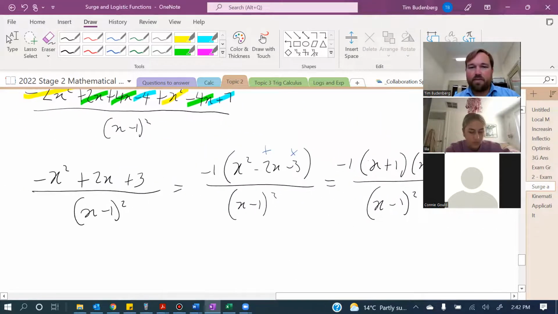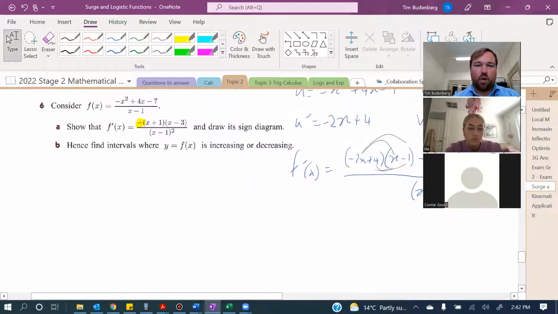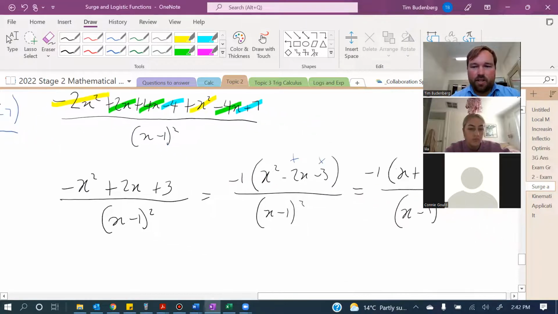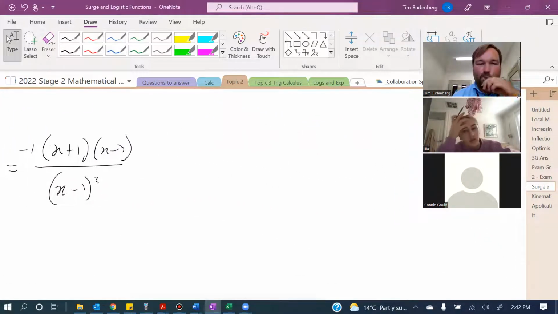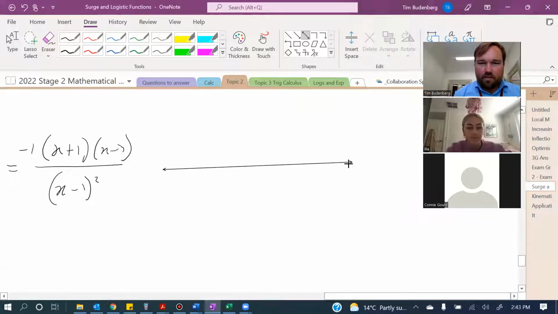Nice. All right. So we've shown that successfully. And draw its sign diagram. All right, sign diagram. This is the part where I got stuck, because in the answers they have a number, like an asymptote or something in the middle. They do. Sorry, I could have just skipped straight to here if you said you knew how to do this bit. All right, sorry. Sign diagram.